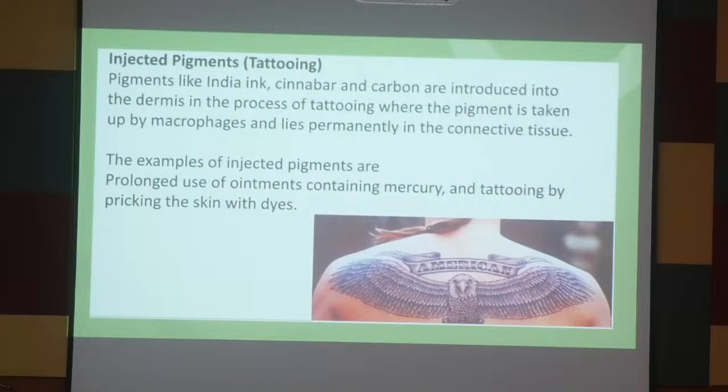Yes, tattoo. Injected pigments are tattooing. Pigments like India ink, cinnabar, and carbon are introduced in the dermis in the process of tattooing, where again the pigment is taken up by the macrophages. Okay. Histiocytes, or the antigen presenting cell. There are many names of macrophage, and it lies permanently in the connective tissue. The examples are injected pigments, prolonged use of ointments containing mercury, and tattooing by pricking the skin with dyes. Anybody have a tattoo in the class? No one? Okay. So this is a classic example of exogenous pigment and very common nowadays in players and film stars. They are fond of tattooing.